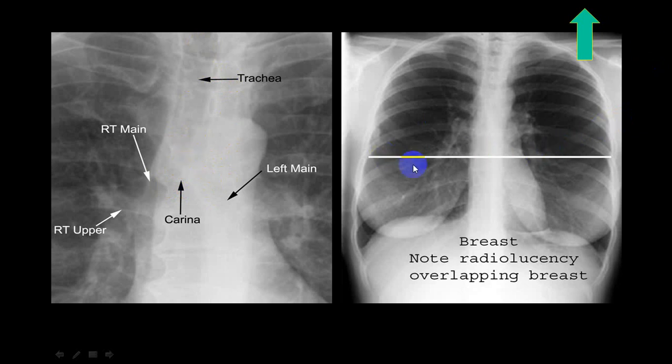Now, sometimes you can see a breast shadow overlapping the radiolucency, and this may be misinterpreted as a radiopaque shadow in the lung, and sometimes misdiagnosed as collapse, consolidation, mass, etc. So do pay attention to that and do not misinterpret it as a lung pathology.